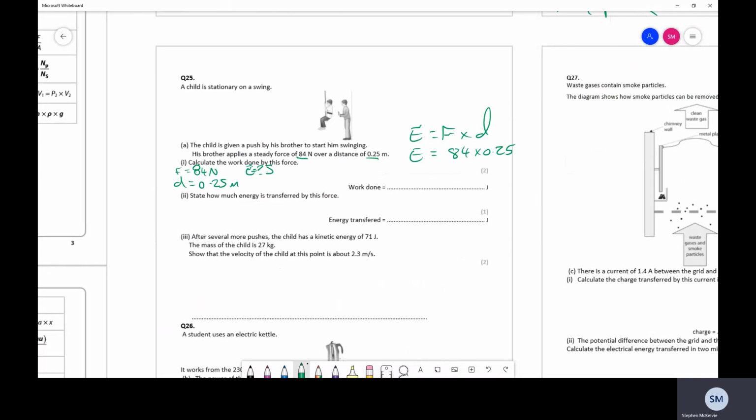And again, we can do this in our heads, but we're going to pop it into the calculator anyway. 84 times 0.25 is equal to that count. All right, no, sorry, hang on. There we go.